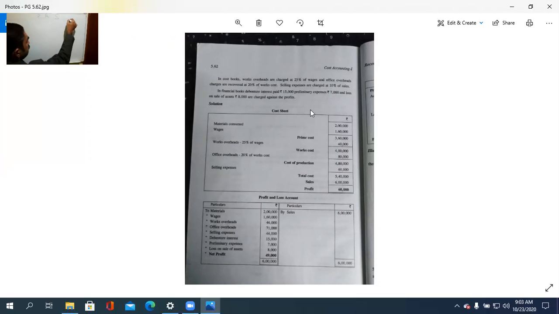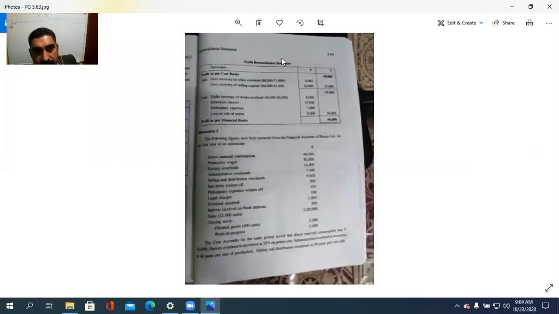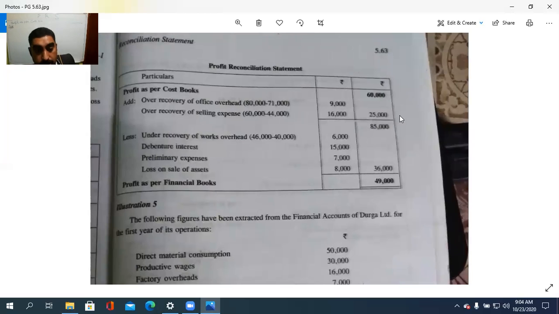So here, profit as per cost books, how much is it? 60,000. Isn't it? That is what we found here. Then, what items need to be added? One is debenture interest paid, isn't it? Sorry, that item is to be deducted because that is the expenses part in the financial account.